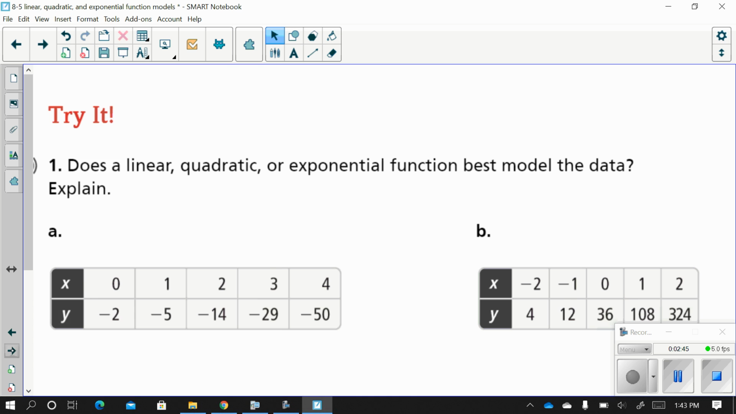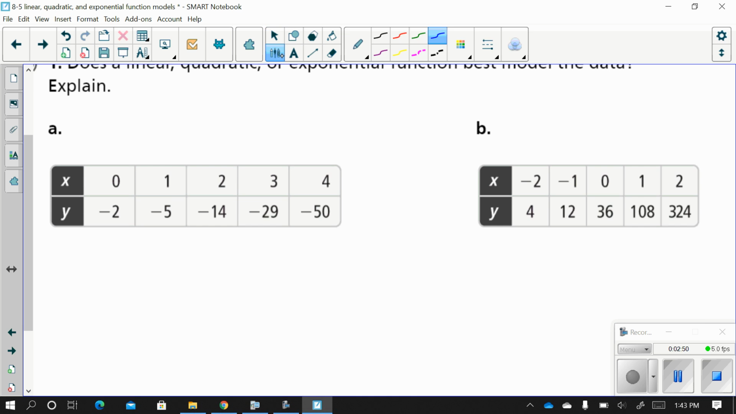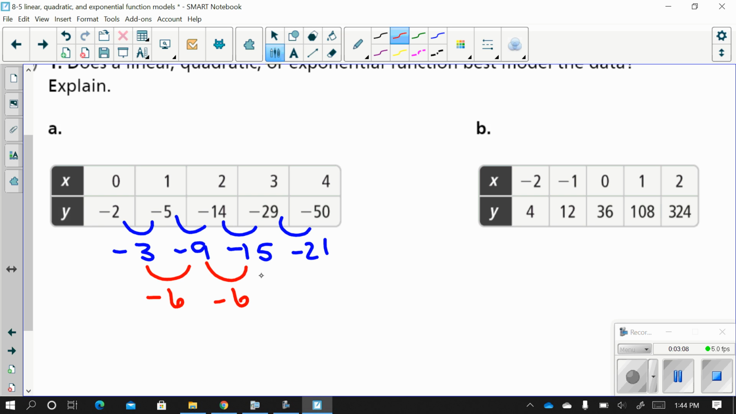Your turn to try some. Pause the video and try letter A, please. -2 to -5, we subtract 3. -5 to -14, we subtract 9. -14 to -29, we subtract 15. -29 to -50, we subtract 21. Definitely not the same, so let's check our second differences. We subtract 6, subtract 6, subtract 6. Since our second differences are the same, quadratic is the best.